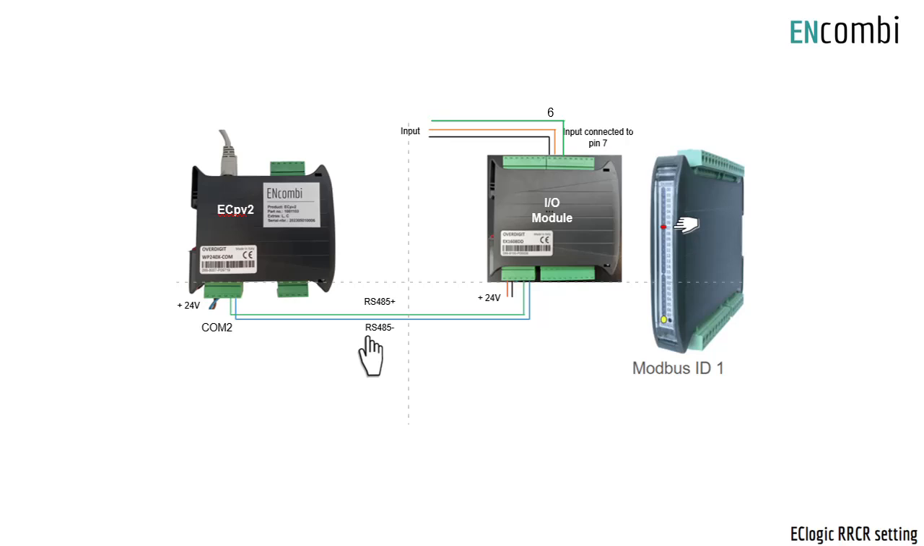The RRCR functionality will be demonstrated based on this sample installation. The ECPV2 controller is connected with an EX1608DD I/O module with RS485 connection on COM port 2. The I/O module is connected to digital input on bit 6 and 7. Communication between the controller and the I/O module is established with relevant COM port settings.